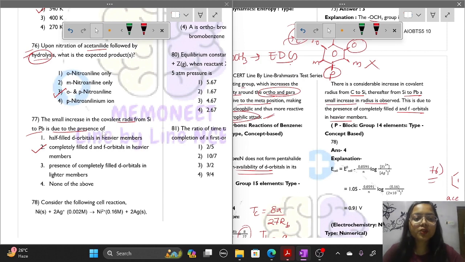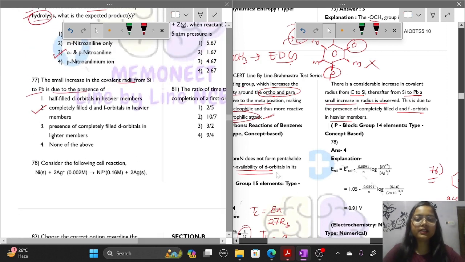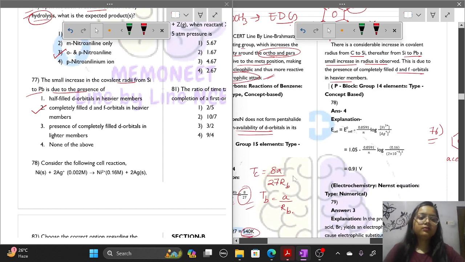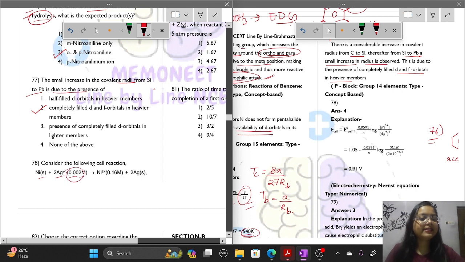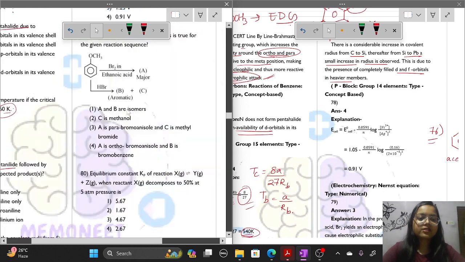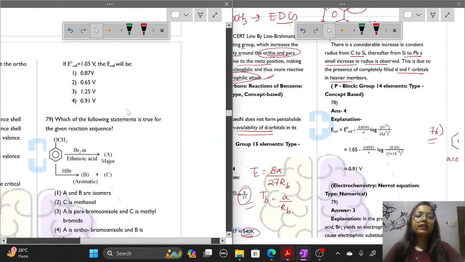Okay, so let's move on to the next question. Question number 78. Consider the following cell reaction: Ni solid plus 2Ag+ at 0.022 molar. Molarity is given here. Gives Ni2+ at 0.16 molar plus 2Ag solid. This cell reaction is given. If E naught cell equals 1.05 volt, then E cell will be. E naught cell is given to you. What will be the E cell?